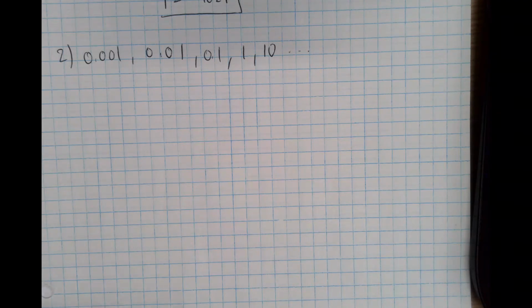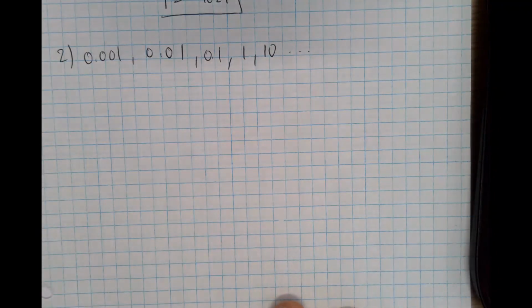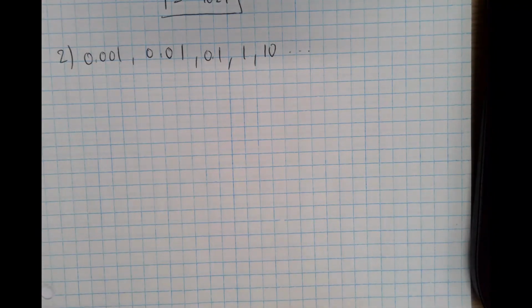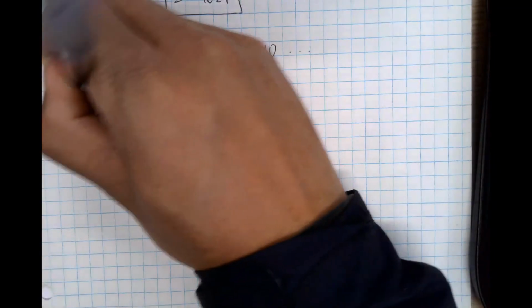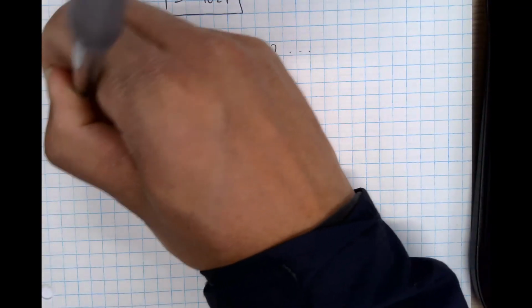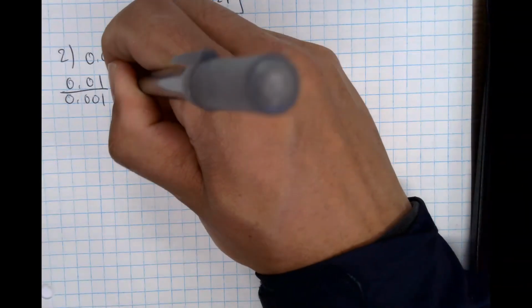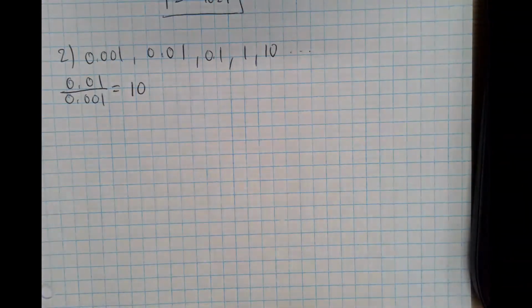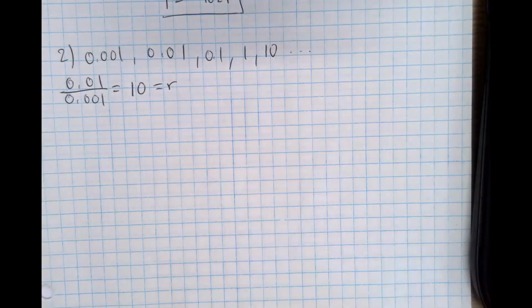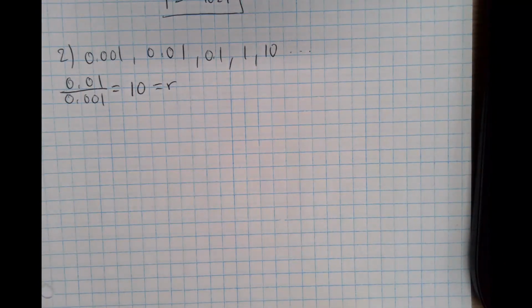Find the common ratio. And what are we going to do? Divide A2 by A1. Okay, and that would be 0.01 divided by 0.001, which is equal to, I believe, 10. And then our common ratio, or R, is equal to 10. And then what can we do next? Does anyone know what is our next step here?